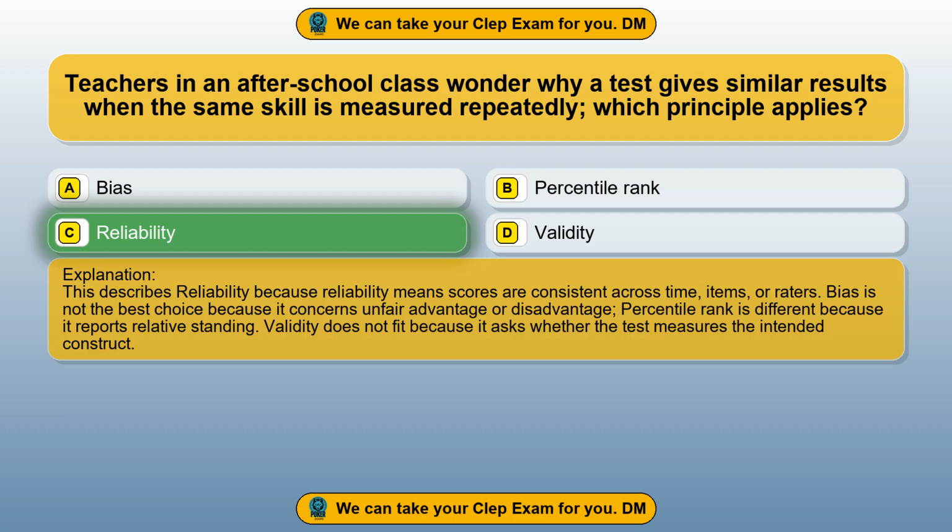This describes reliability because reliability means scores are consistent across time, items, or raters. Bias is not the best choice because it concerns unfair advantage or disadvantage. Percentile rank is different because it reports relative standing. Validity does not fit because it asks whether the test measures the intended construct.